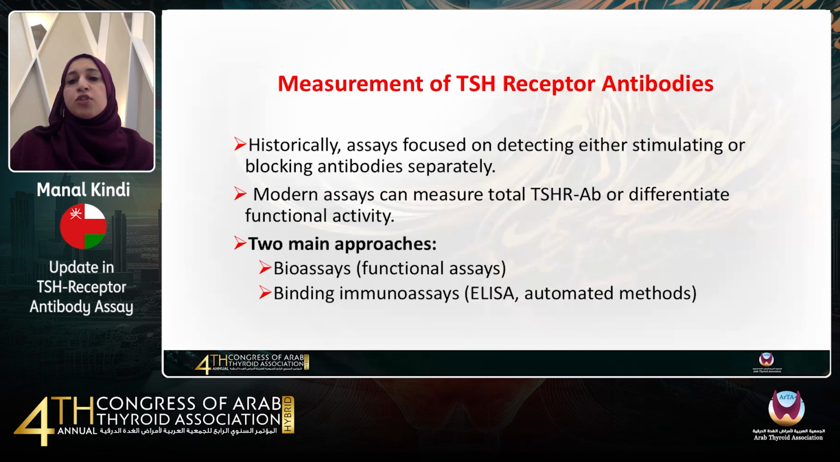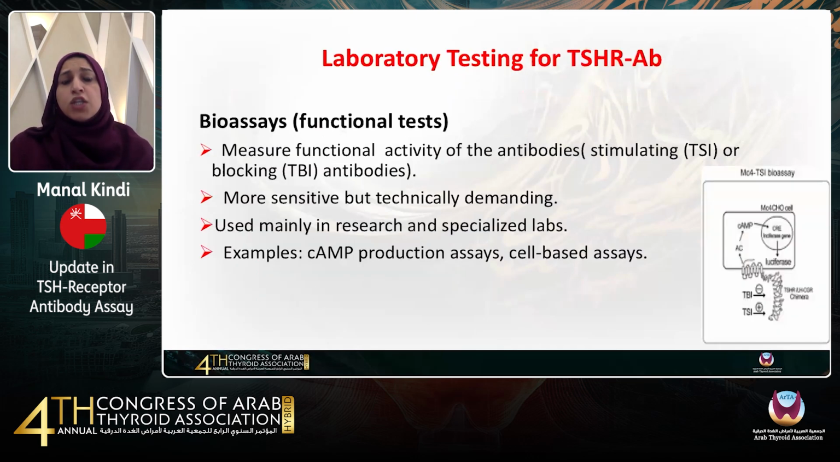Modern assays only measure the total TSH receptor antibodies and do not differentiate the functional activity. The two main approaches are either the bioassay, which is the functional assay, or the binding immunoassay, which is ELISA, an automated method. I'll explain that later. The bioassay, or functional test, measures the functional activity of the antibodies, so it will tell you if they are stimulating or blocking antibodies. It's more sensitive, but unfortunately, it's technically demanding, labor intensive, and time consuming. It's mainly used currently in research or specialized labs.